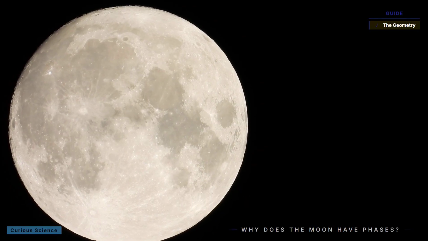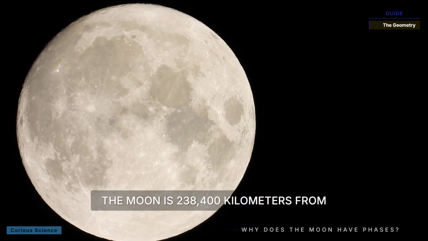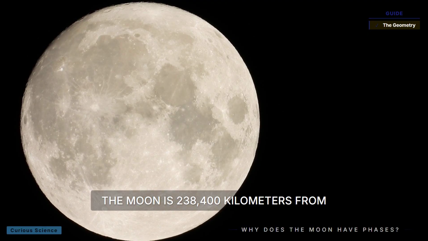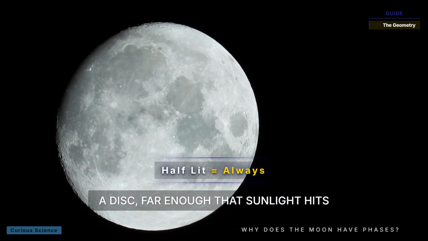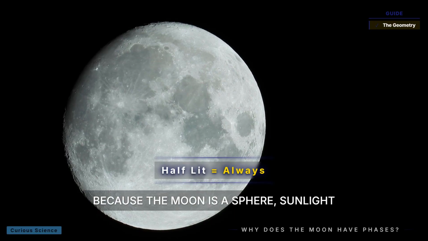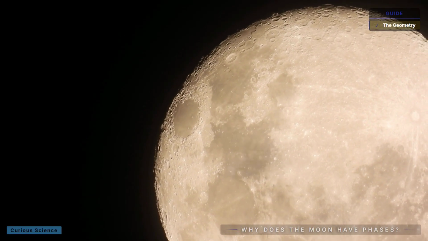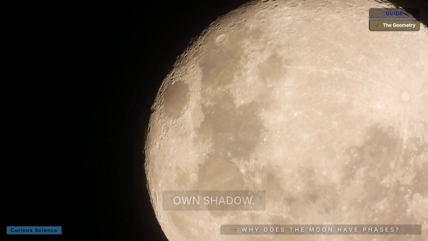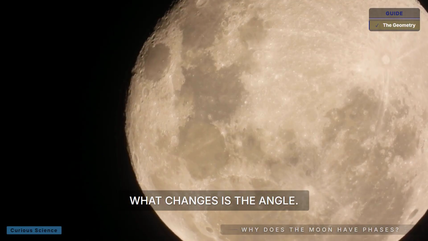Start with the setup. The sun is 93 million miles from Earth. The moon is 238,400 kilometers from Earth, close enough that we see it as a disk, far enough that sunlight hits it from essentially one direction at a time. Because the moon is a sphere, sunlight can only ever illuminate one hemisphere of it. The other hemisphere is in the moon's own shadow. That stays true every night of the year. What changes is the angle.